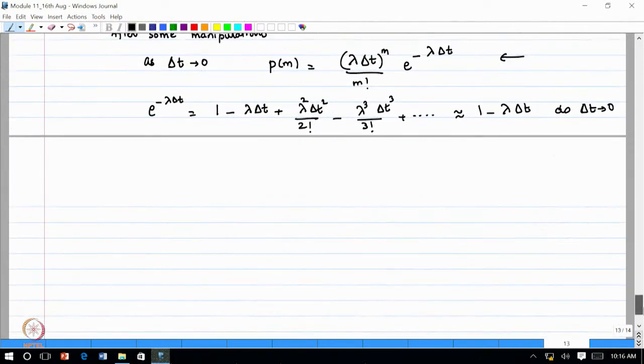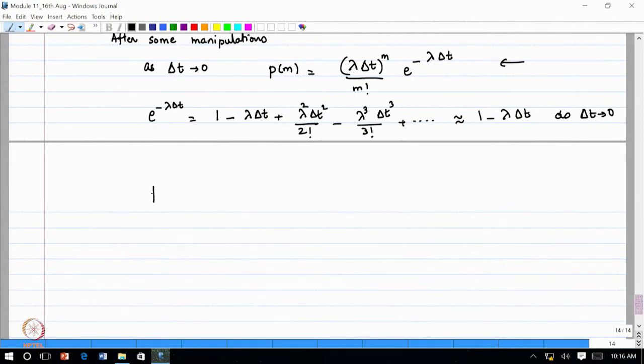So we will just use this result: p of m is equal to lambda delta t raised to m divided by m factorial times e to the minus lambda delta t. This is called a Poisson distribution.